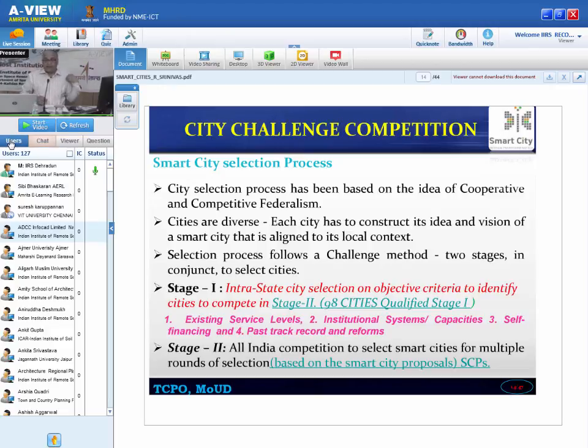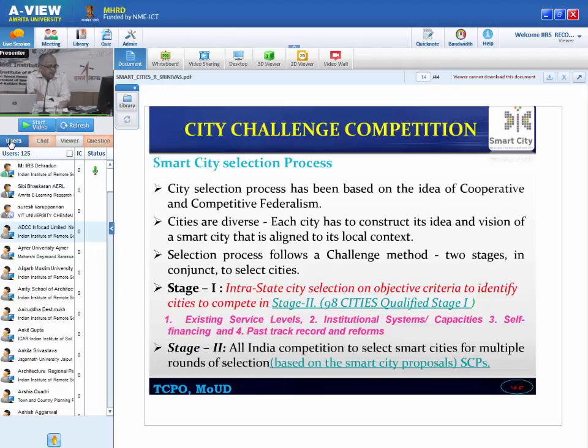Our Honorable Prime Minister has been again and again talking about competitive federalism. State governments need to participate in all the programs, and there has to be an element of competition among all the cities. Every city should compete, and they should come up with novel ideas. Similarly, cities are diverse. I have already mentioned that because of our physiographical conditions, they are diverse. Each city has to construct its idea and vision of the smart city that is aligned to the local context.